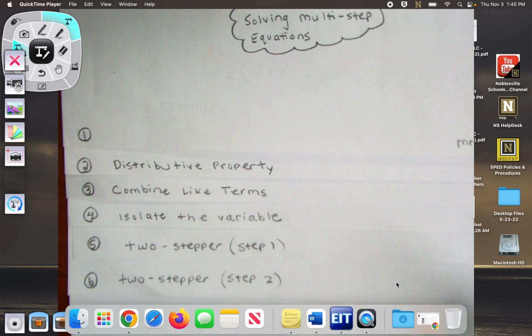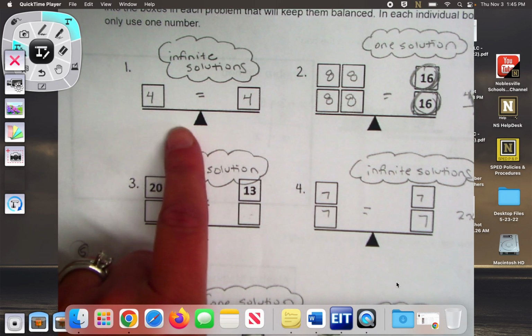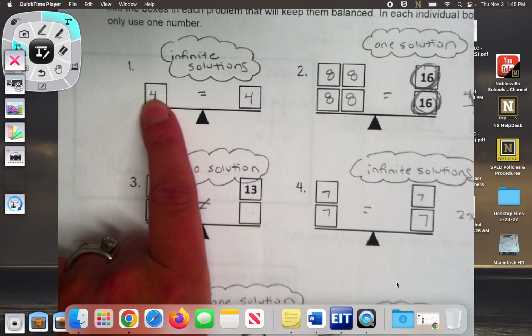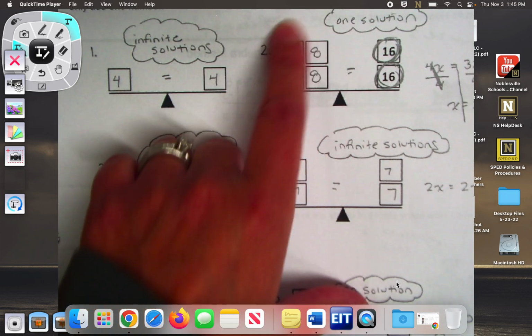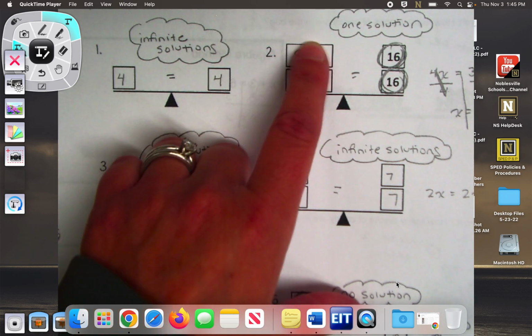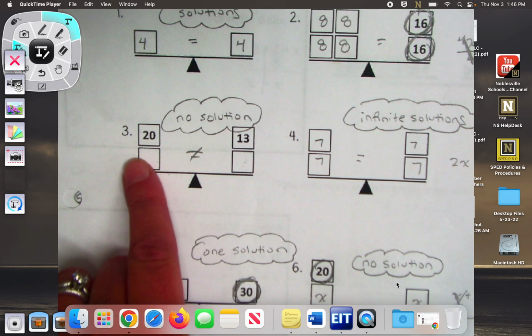Making the equation true. We did this at the beginning. Do you guys remember this? Where we decided if we have the same thing on both sides, meaning anything will work, that's infinite. This is what we've been talking about. One solution, only 8s worked here. And then we had this situation where nothing worked.